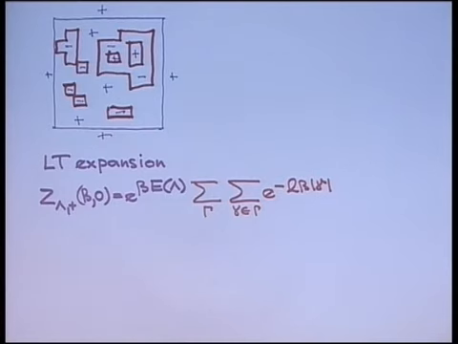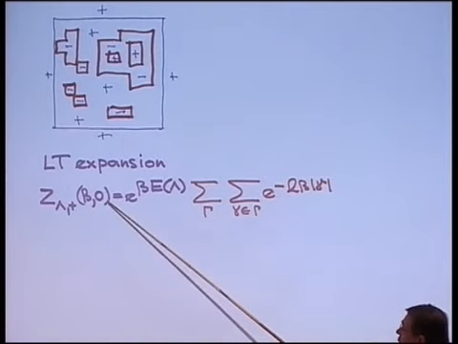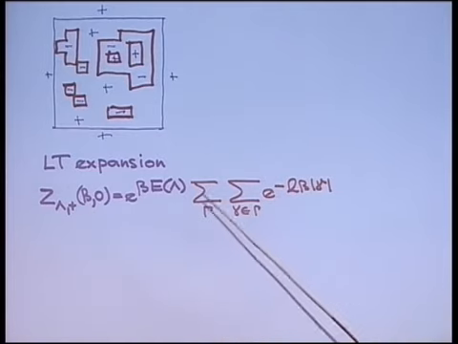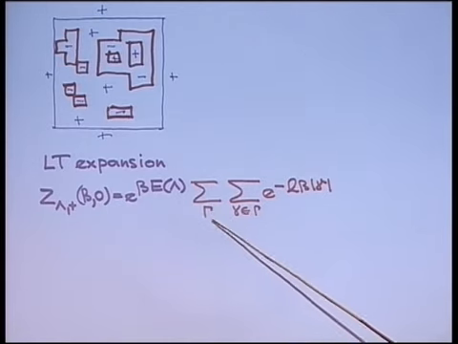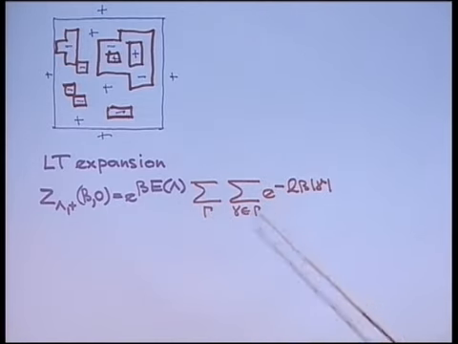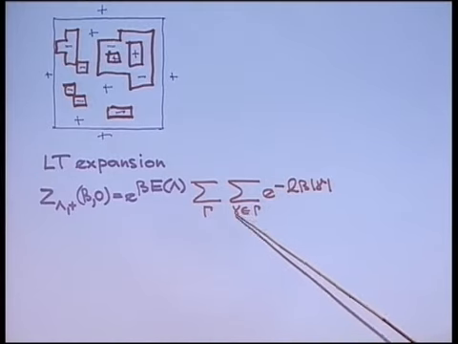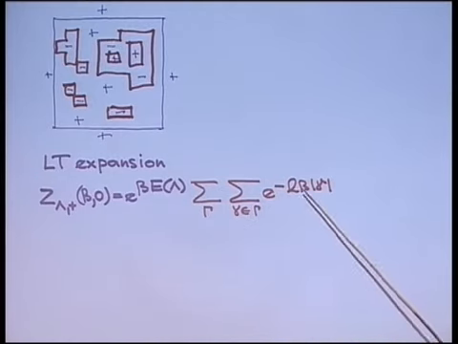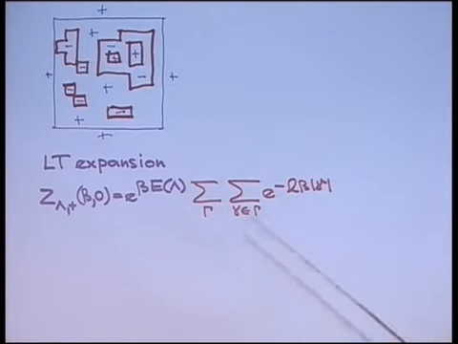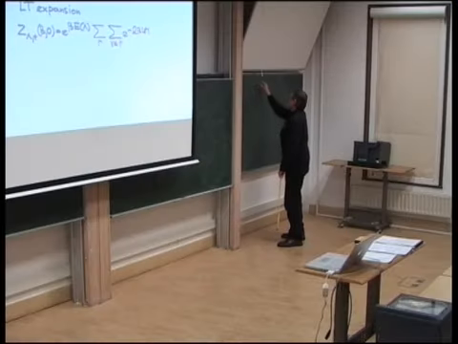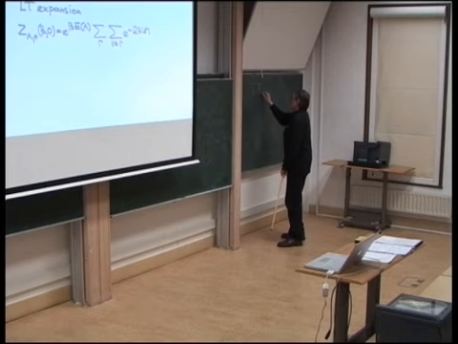So my full partition function, or physical partition function at zero external field with plus boundary condition is, up to some constant sitting in front of it, a sum over collections of contours. There should be a product here, product over gamma in the collection, e to the minus 2 beta times the length of gamma.